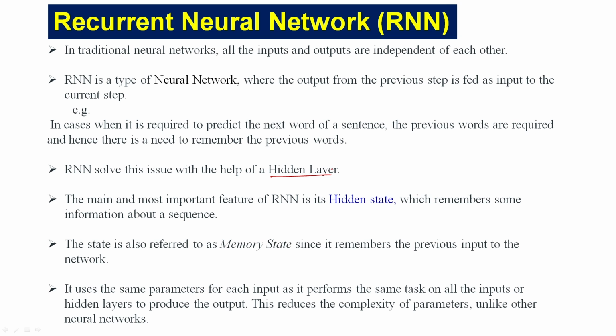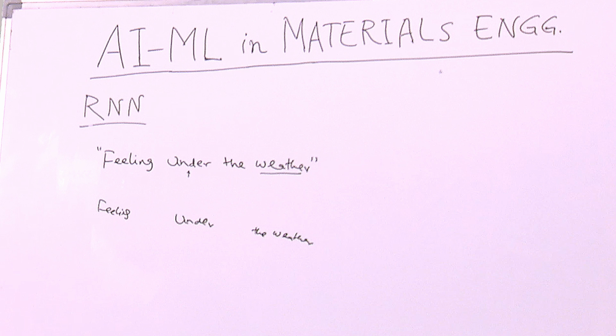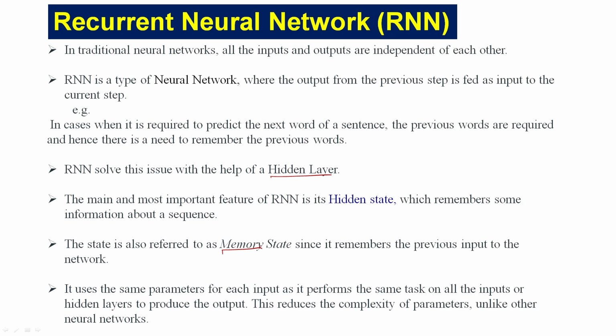This is widely used in NLP, natural language processing. The main and most important feature is this hidden state, which remembers some information about a sequence. I told you, right, feeling under the weather. The moment "weather" is there, it will automatically put the word "under". That is because it has to remember the information in a sequence, and this state is called a memory state, since it has to remember the previous input in the network.